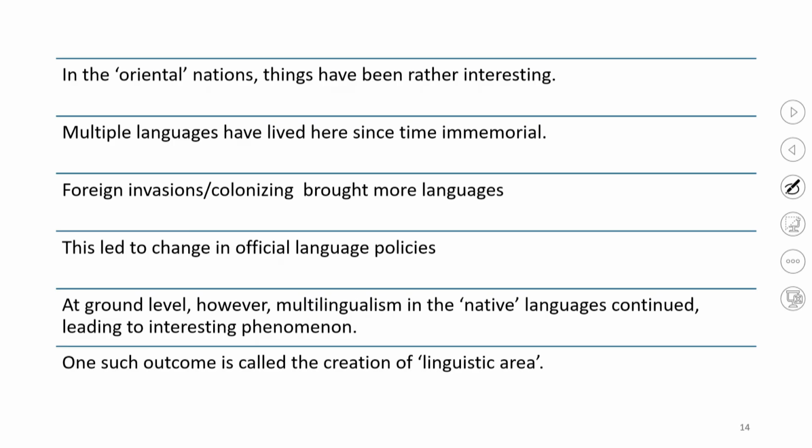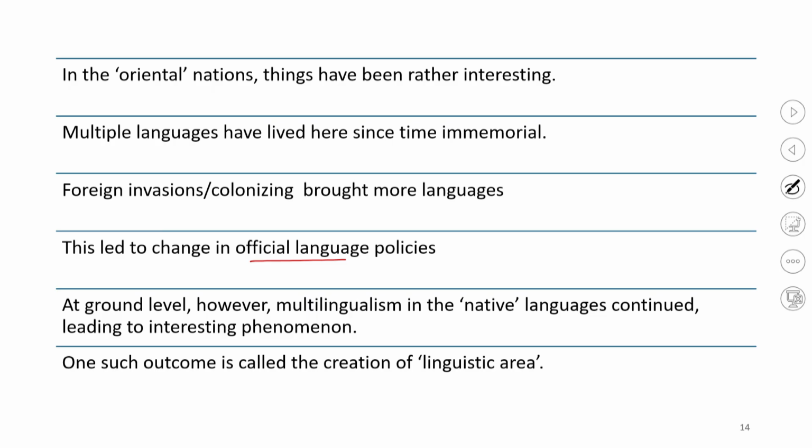Now, at the ground level, multilingualism in the native languages continued. While the official languages kept changing depending on the politics of the day, whoever is in power. When the foreign powers came in, we had different languages. So, official languages changed, but at the ground level native language multilingualism continued.